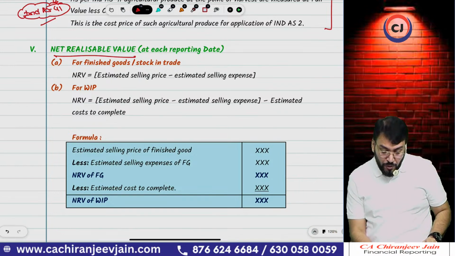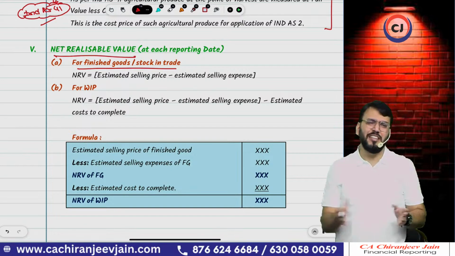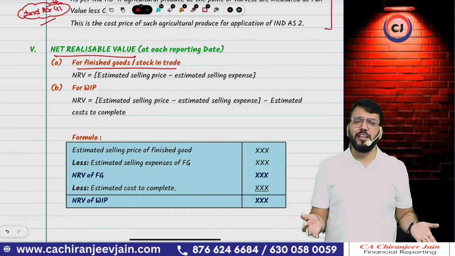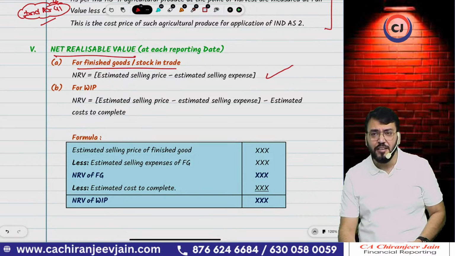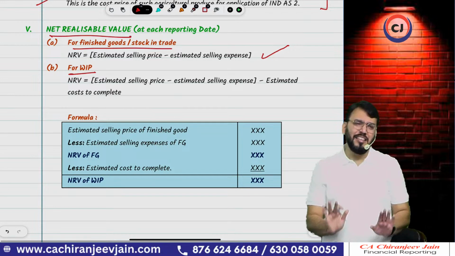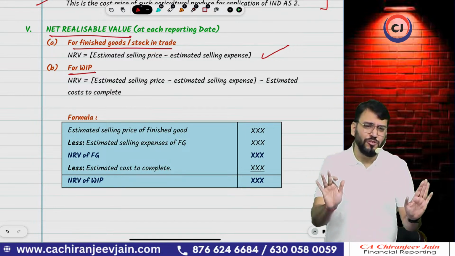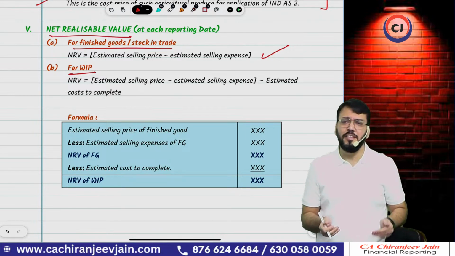Correct. So for finished goods or stock in trade, nothing to explain. It is estimated selling price minus estimated selling expense. Any explanation required? No. Then for WIP, I think in AS 2 also you have done. No, nothing to explain.